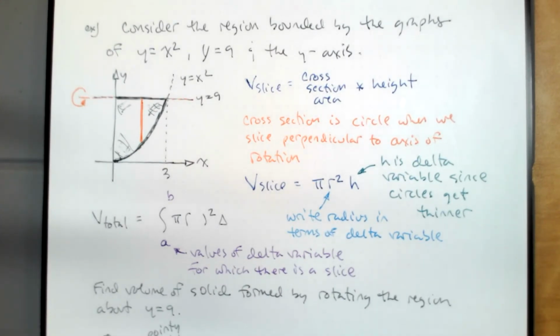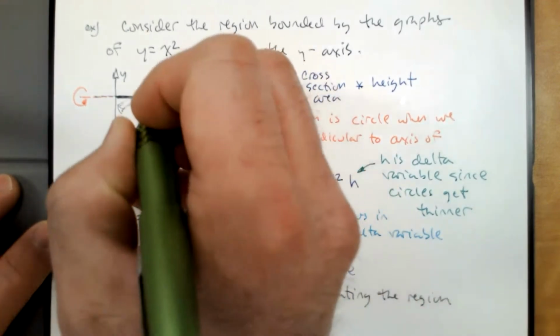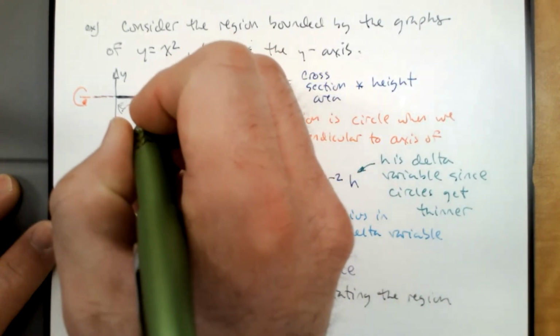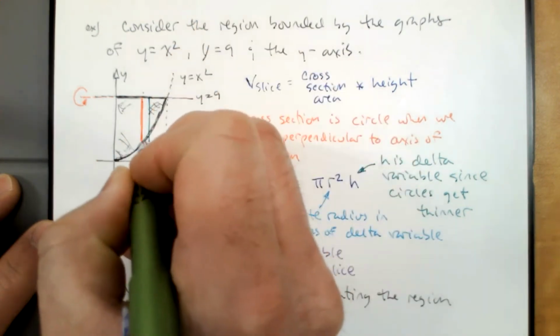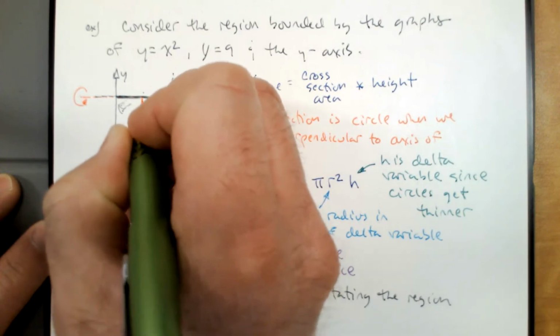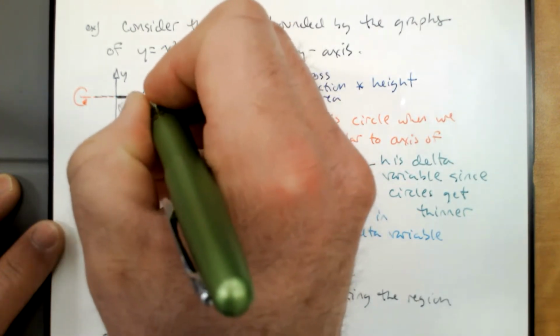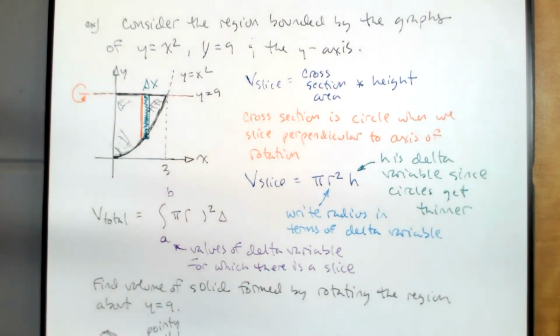So we need to identify the delta variable. We're going to imagine these circles being very thin, and so the delta variable is where we are slicing them to become thin. So delta x is going to be our delta variable. Here's our slice getting thinner. And that is a change in x.